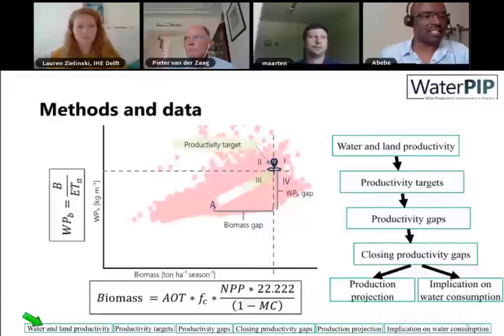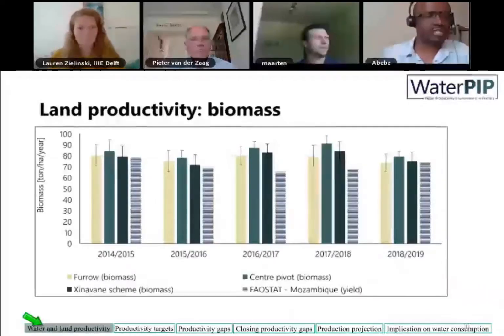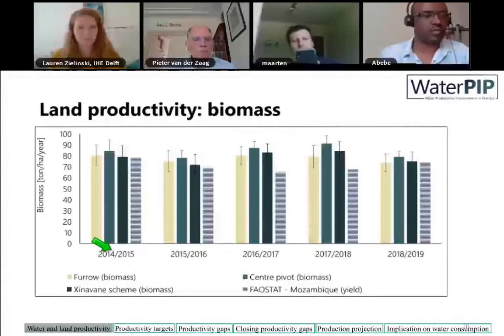So the next result is the land productivity. The land productivity here is plotted for 5 seasons, from 2014-15 up to now. All those bars show the biomass in ton per hectare per year. The first 3 in the cluster show the biomass at Sinavana for different irrigation technologies, followed by center pivot, and then the whole scheme. And then the last column shows the yield of sugarcane for Mozambique, from the FAO stats.